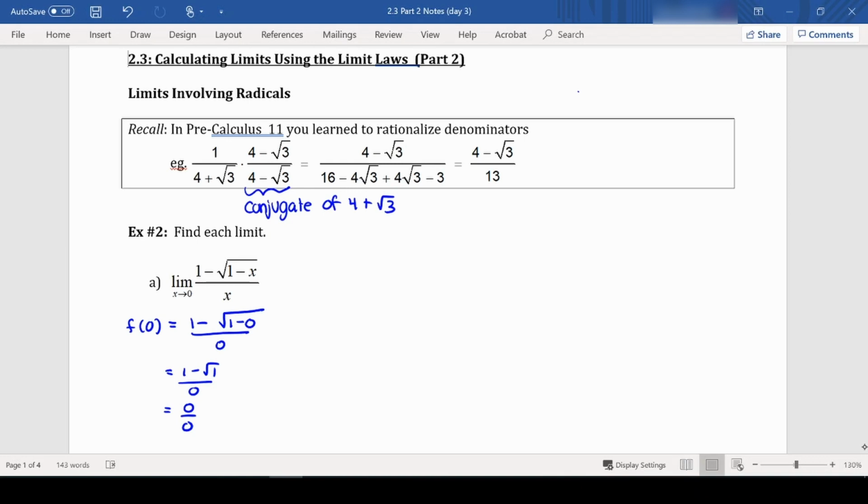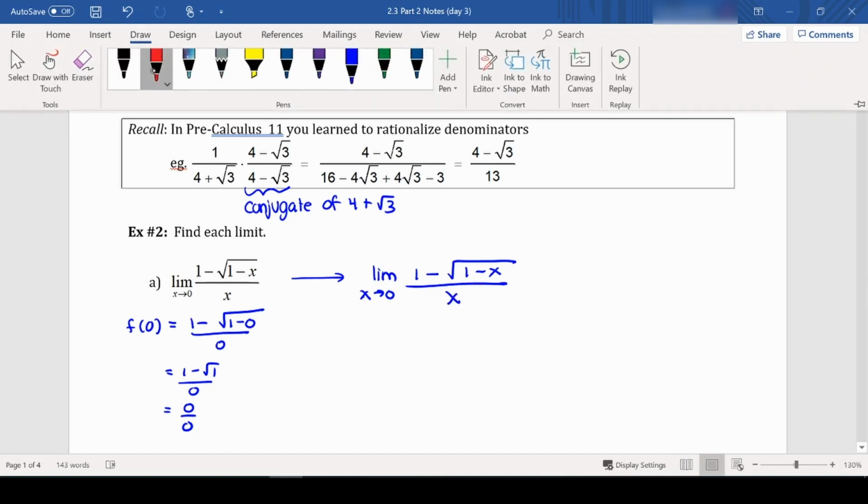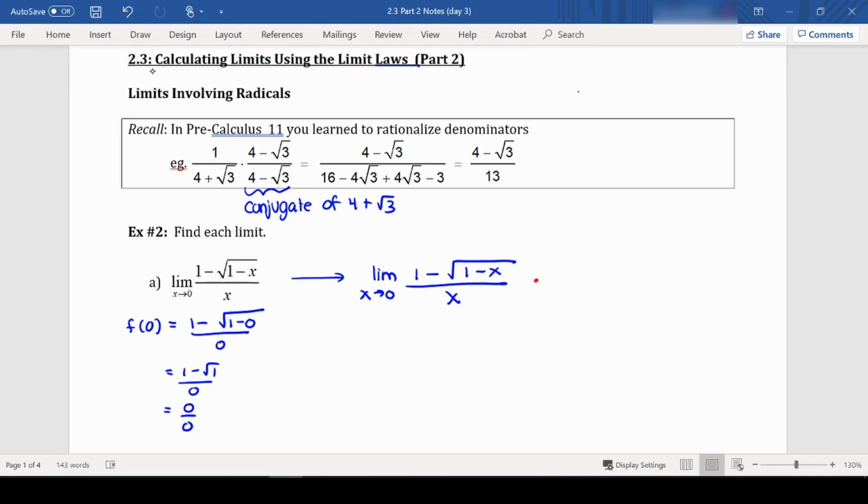The first thing, I'm just going to rewrite this whole question so I have a bit more space. I've got the limit as x approaches 0 of 1 minus root 1 minus x over x. I want to try and fix this up, so I'm going to multiply by the conjugate. I don't have a radical on the bottom, therefore my conjugate is of the numerator. My conjugate would be 1 plus root 1 minus x. I can't just multiply the top. I need to multiply the top and the bottom when I am rationalizing.